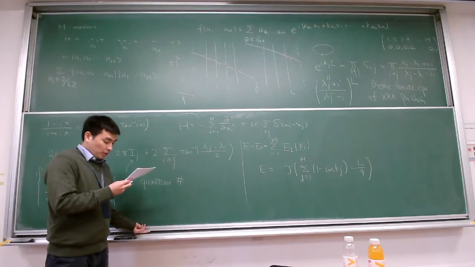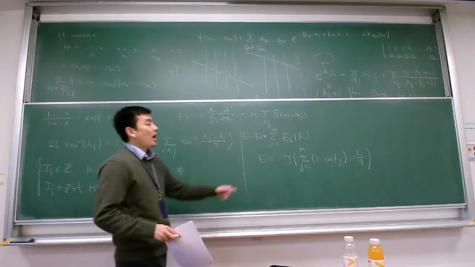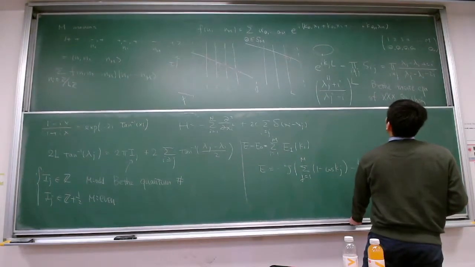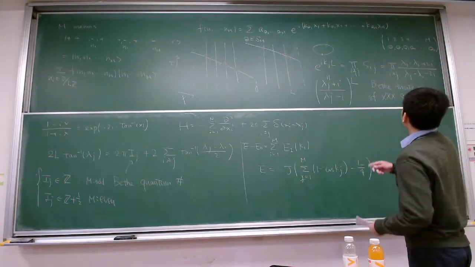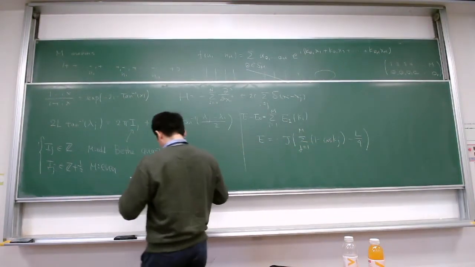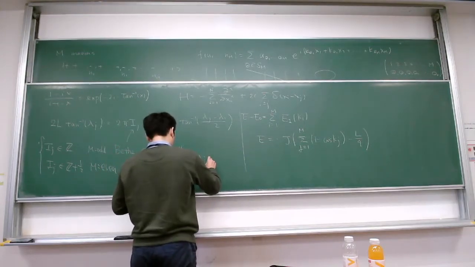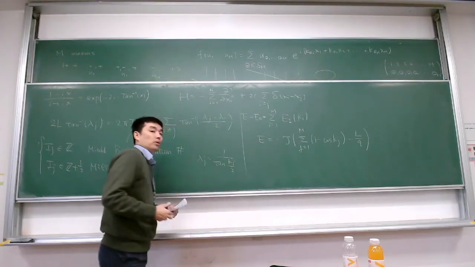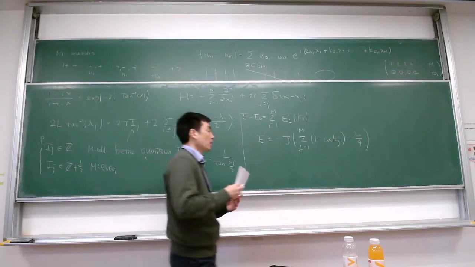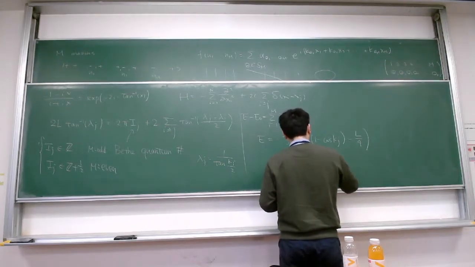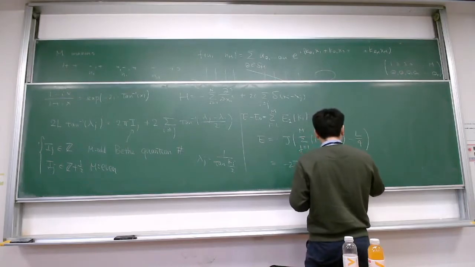And then we can just use the relation between ki and the tangent. I already erased it, but lambda j is equal to 1 over tangent of kj over 2. If you use this relation, one can just write down that this one is equal to minus 2J times the sum over j equals 1 to n of 1 over (lambda j squared plus 1), plus JL over 4.